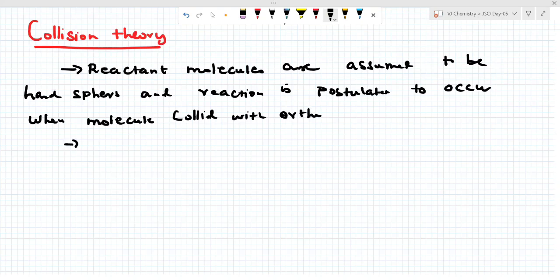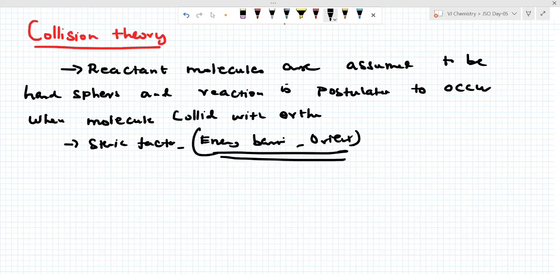Now, in the collision, the outcome is based on the steric factor and the energy barrier, that is, the energy barrier and orientation. Orientation is very important. For example, suppose molecules undergo 50 collisions, and not all 50 collisions give the product. Among the 50 collisions, those that cross the energy barrier and have the correct, proper orientation, as defined by the steric factor, give the product. That collision is called a fruitful collision.